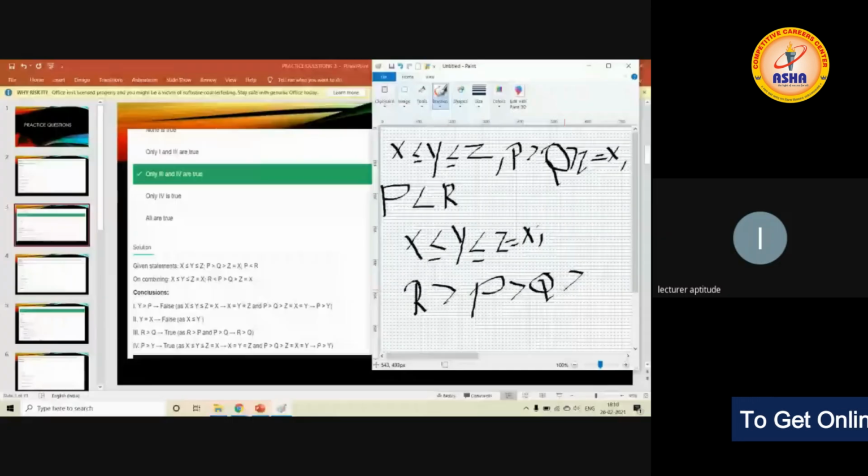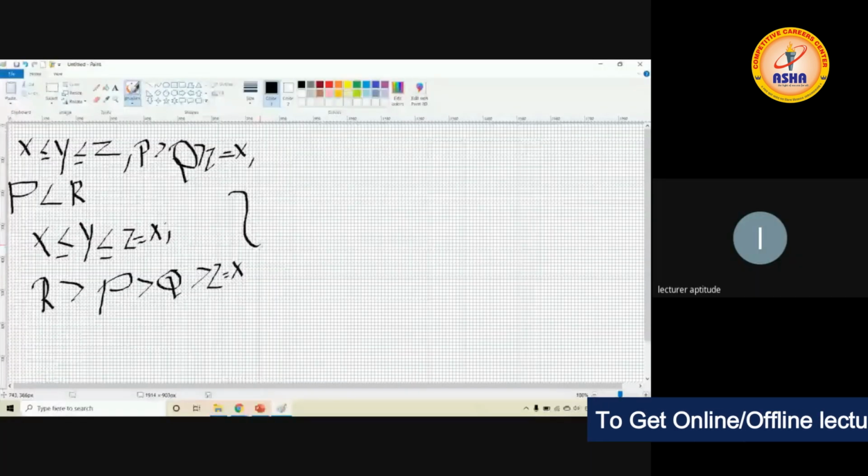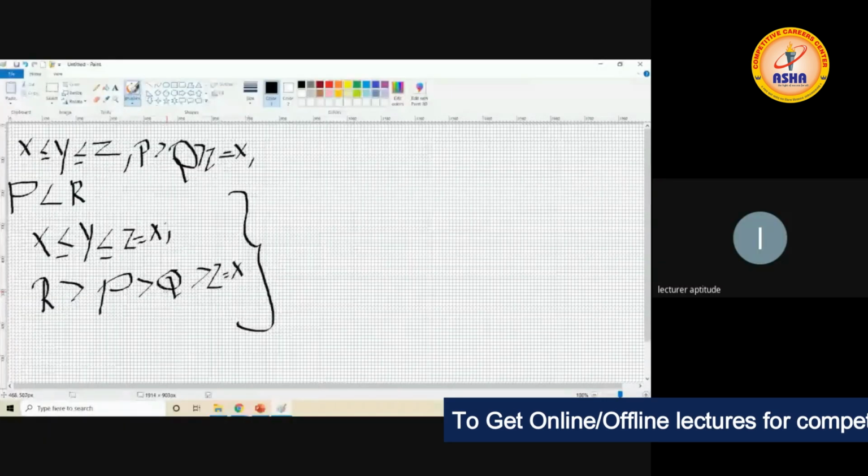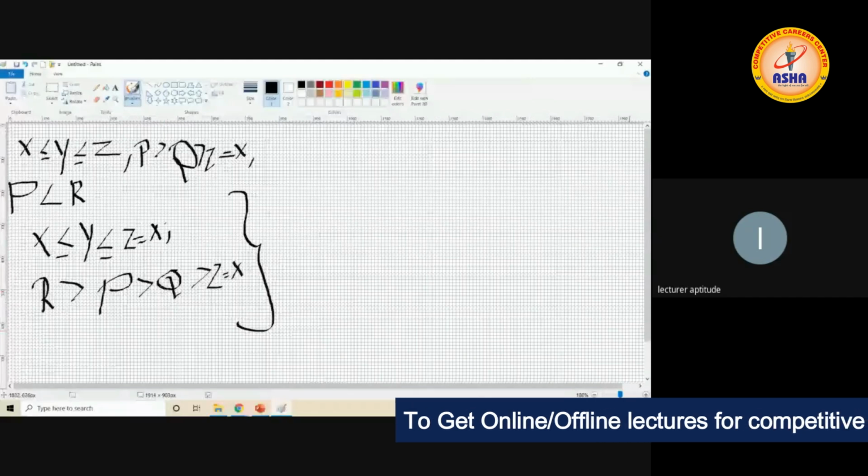So we have to combine like this in two ways. These are the two ways that we can combine. In this way you can create two statements out of these three statements. So from this you can answer any question or any conclusion that is given.